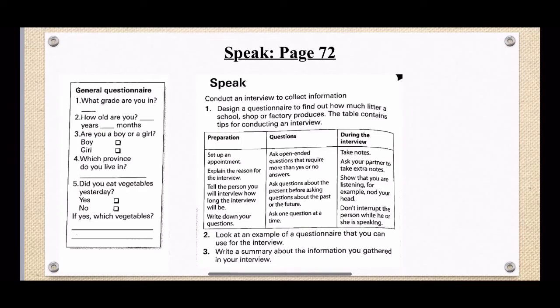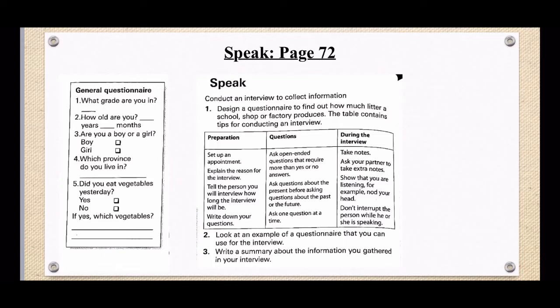Okay, and then we have questions. You need to ask open-ended questions that require more than a yes or no answer. You also need to ask questions about the present before asking questions about the past or the future. And then lastly, ask one question at a time. So don't overwhelm the person with 50 different questions at the same time. Stick to one question at a time.